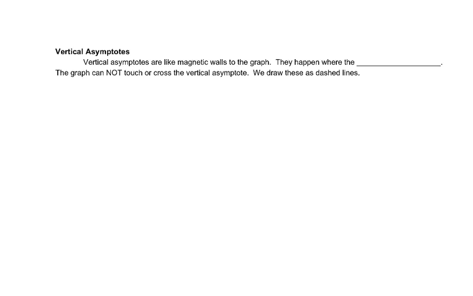A vertical asymptote is like a magnetic wall. It draws the graph closer to it, but the graph can't touch or cross that vertical asymptote. We draw them as dashed lines. And the way we find them is when the denominator of the fraction equals 0.